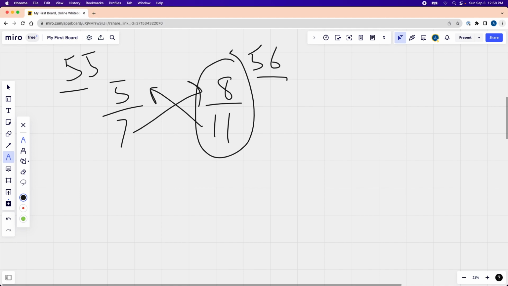And that is how you can compare fractions using 2 different ways, either converting the fractions to decimals using long division, or using cross multiplication for the fractions.